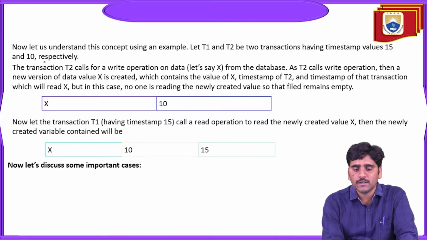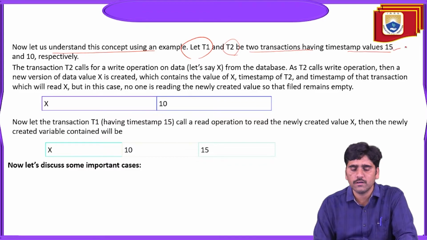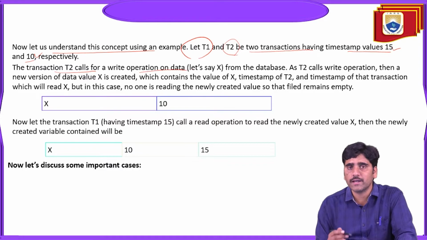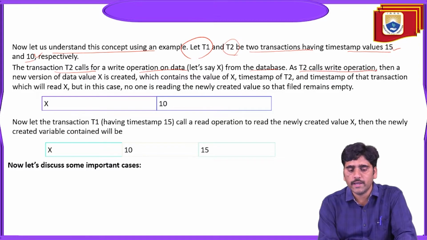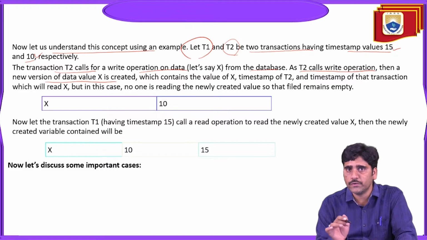Now let us understand this concept using an example. Let transaction T1 and transaction T2 be two transactions that have timestamp values 15 and 10 respectively. The transaction T2 calls for a write operation. So whenever T2 calls a write operation, a new version of data value X is created. Whenever a write operation is called, a new version of the data value is created automatically.